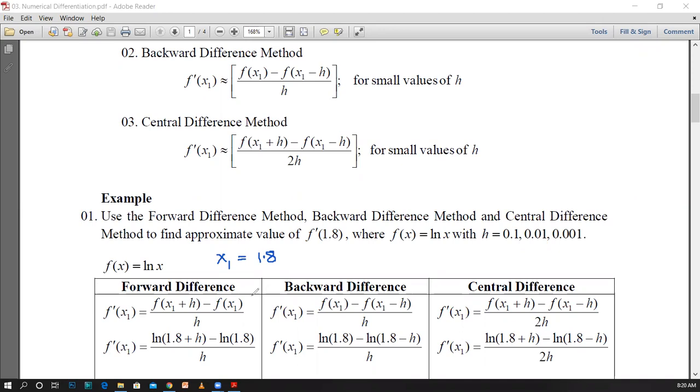Therefore, I will discuss them one by one. First of all, I will go through the calculations for the forward differentiation technique. If you are using this technique, then the equation that we are using is f'(x1) equals f(x1 plus h) minus f(x1), divided by h.